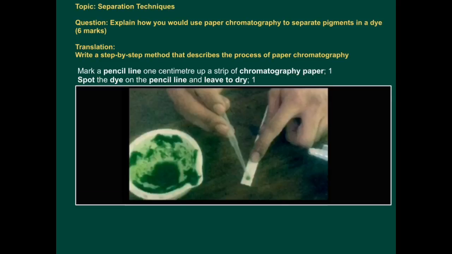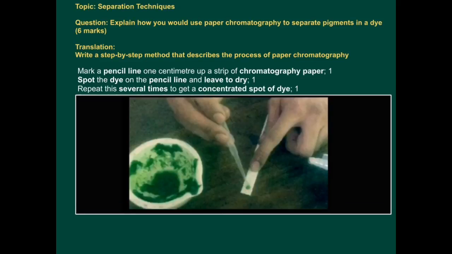Next, you get your dye and you spot the dye on the pencil line and leave it to dry. And you repeat this several times to get a concentrated spot of dye. One spot wouldn't be enough. You really want to get a nice dark spot, plenty of pigment on there.